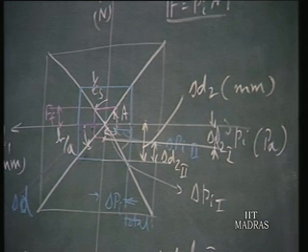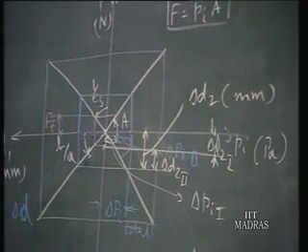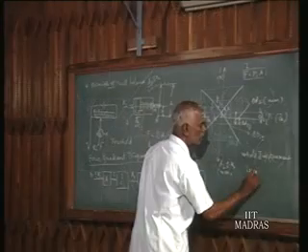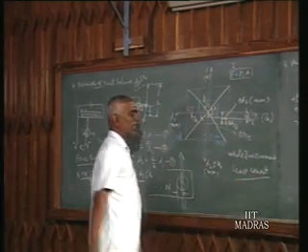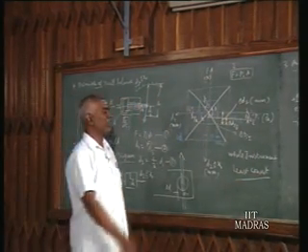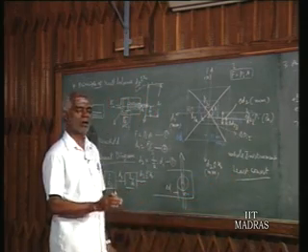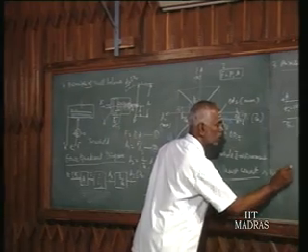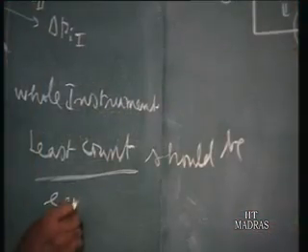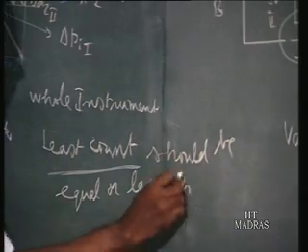Now in instruments there is a principle relating the total error and the least count of the instrument. The least count of the instrument is decided on the following principle: the least count should be equal to or larger than the error.